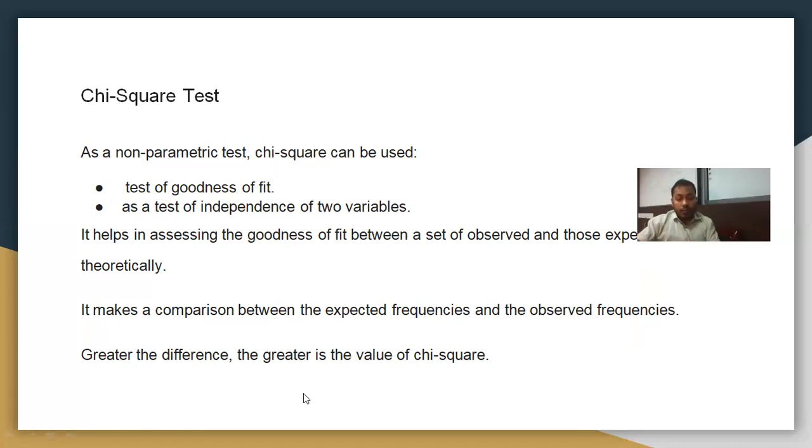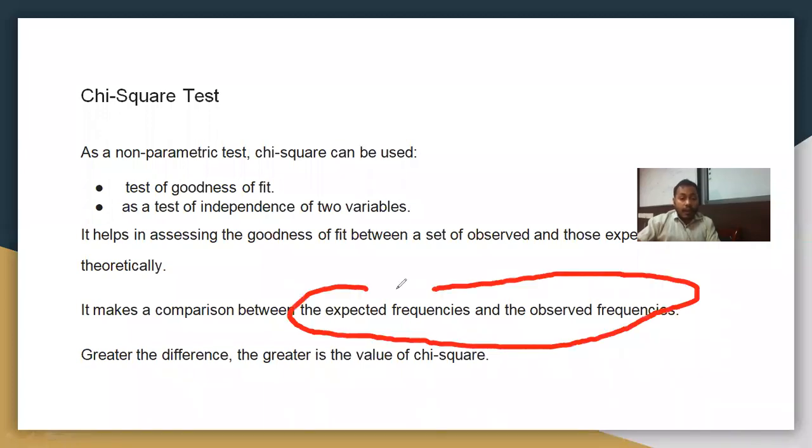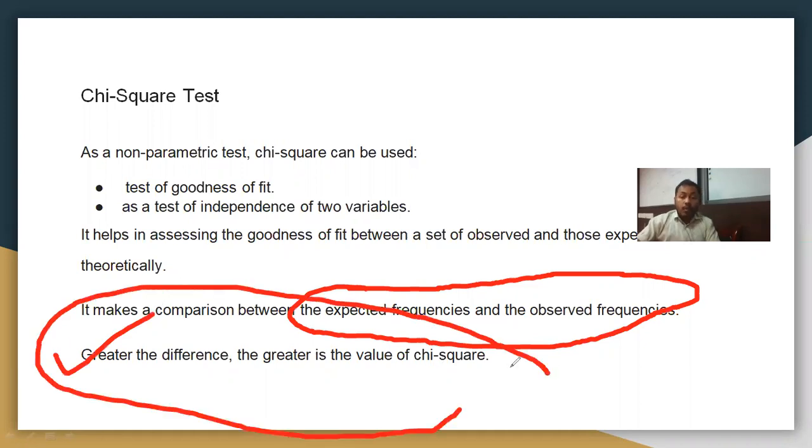ये line समझाने की जरूरत नहीं है. You got it that it is helpful. Means with this test you can find a fitness between these expected frequencies and the observed frequencies. And whenever difference is greater, the greater is the value of chi-square. Second question of this class is that if the difference here is greater, whether the chi-square value will be less or greater. Okay, comment the answer.